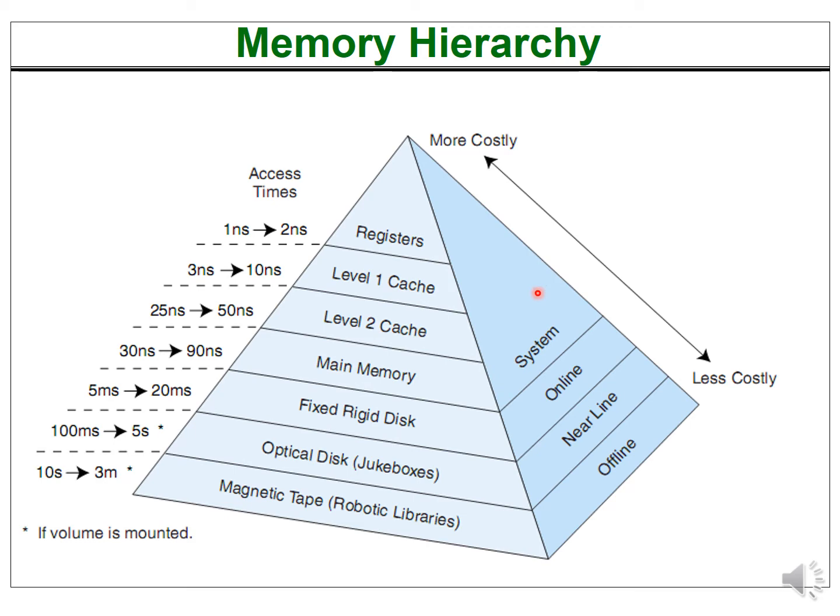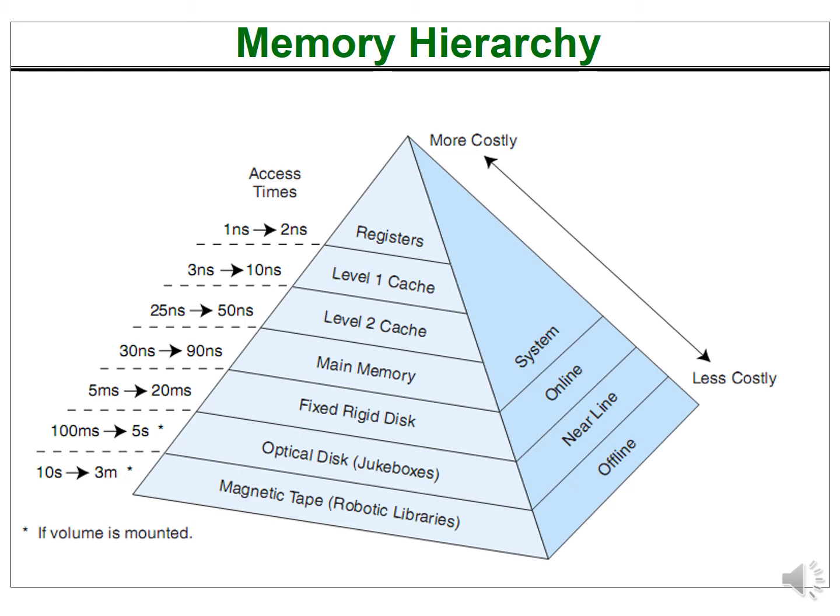Usually when we have a computer, the main storage device of a computer is the hard disk or the fixed rigid disk. That is called the online storage. Then we have the optical disks. They are called the nearline disks. Then we may have the magnetic tape or the pen drives. They are called the offline devices. So this is the memory hierarchy.